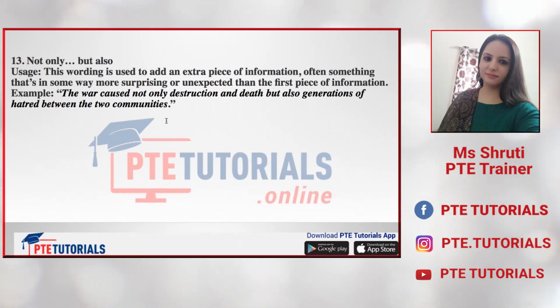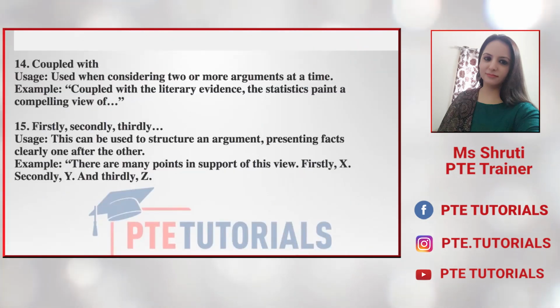And next is coupled with. What is the word coupled with? Used when considering two or more arguments at a time. You have given one argument, another argument, and you have to use them at a time. Coupled with the literacy evidence, the statistics paint a compelling view of. So coupled with is a collocation first of all, and it is a usage as well.